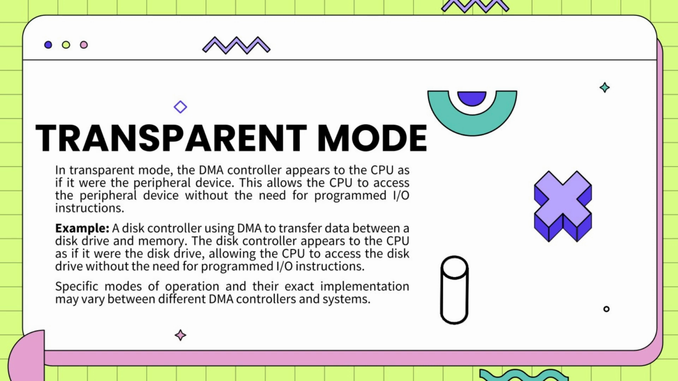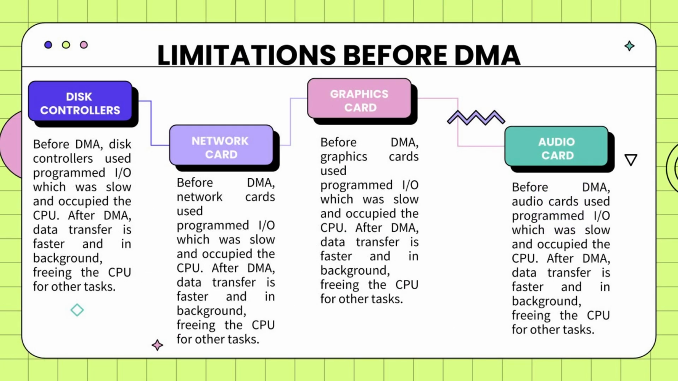Transparent mode. In transparent mode, the DMA controller appears to the CPU as if it were the peripheral device. This allows the CPU to access the peripheral device without the need for programmed input-output instructions. Example: a disk controller using DMA to transfer data between a disk drive and memory. The disk controller appears to the CPU as if it were the disk drive, allowing the CPU to access the disk drive without the need for programmed input-output instructions. Specific modes of operation and their exact implementation may vary between different DMA controllers and systems.